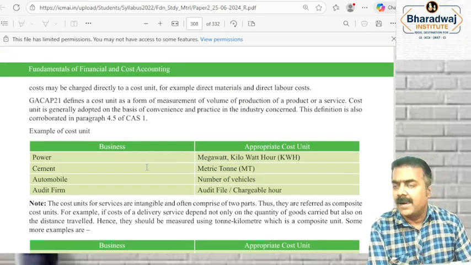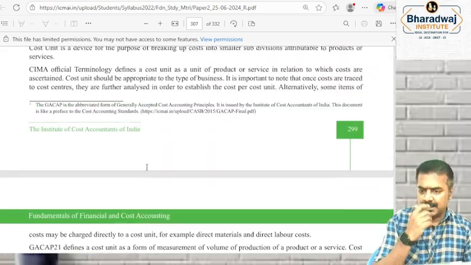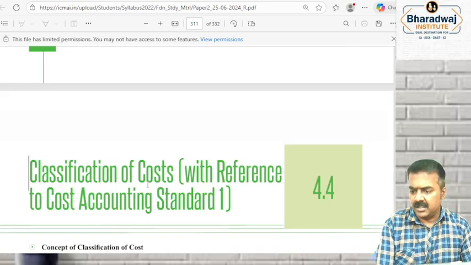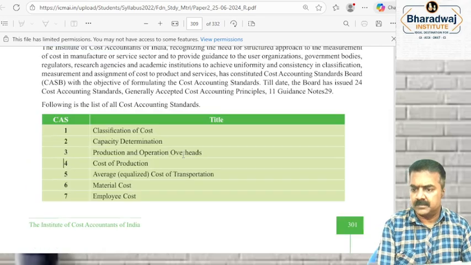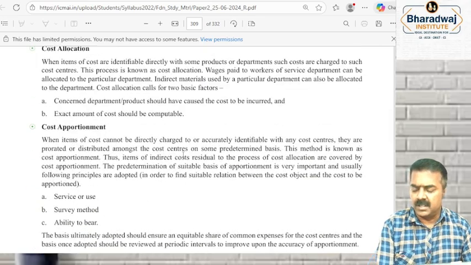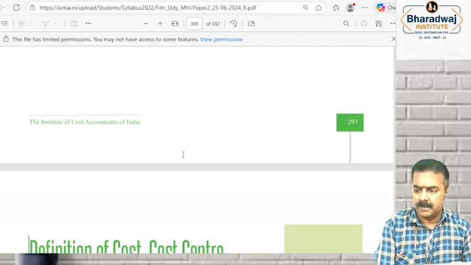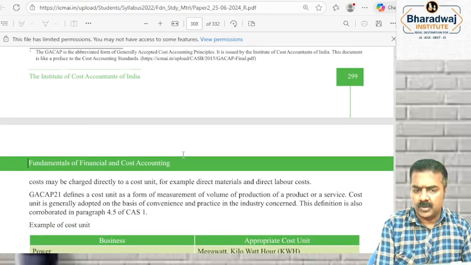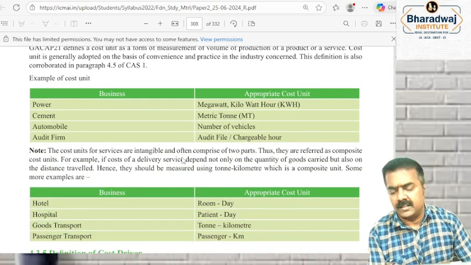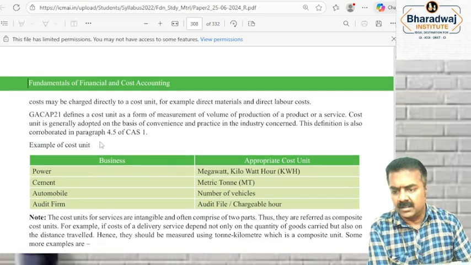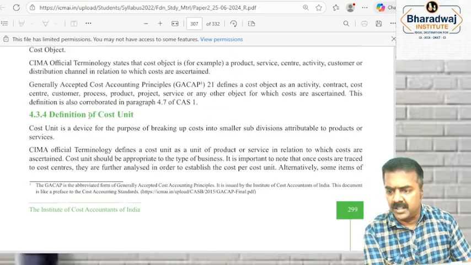That is called as cost unit. Cost unit is nothing but method used for measuring the cost. Maybe in the online copy, the page number is 290 or 300. Actual page number might be different. So it will come in the cost unit. They would have given the meaning of cost unit.